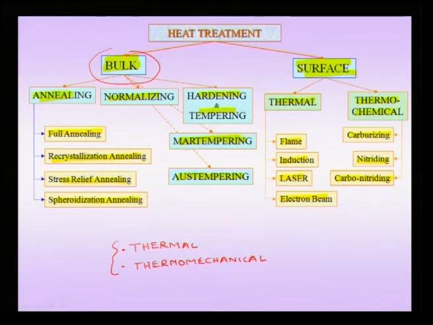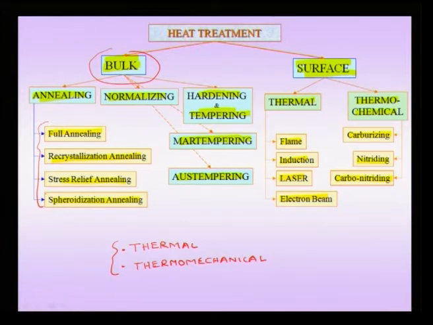Some of these treatments like annealing, normalizing, hardening we have encountered before. We will say a little more about tempering in the coming slides, and we additionally introduce two new terms, martempering and austempering. Annealing itself comes in many types, and some of these types are listed here: full annealing, recrystallization annealing, stress relief annealing and spheroidization annealing.